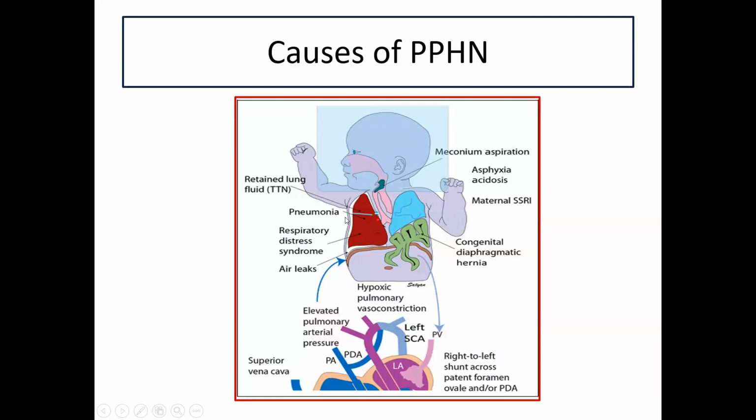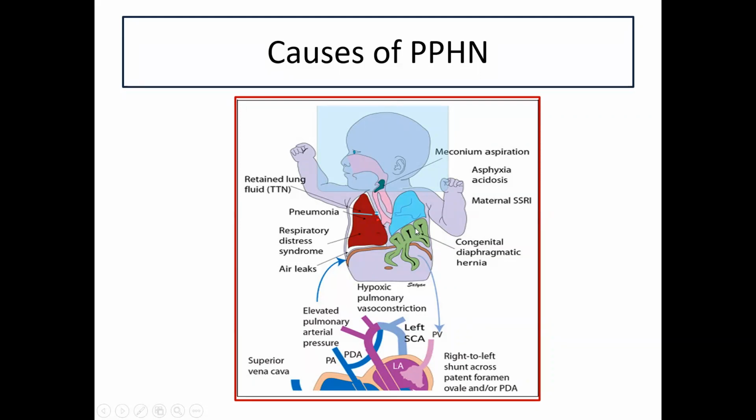So a newborn who may have any of these parenchymal conditions, either increased retained lung fluid or transient tachypnea, pneumonia, respiratory distress syndrome in preterm, which is the commonest cause for PPHN, meconium aspiration syndrome, or the presence of large pulmonary air leaks, can have impaired gas exchange, hypoxia, and acidosis, which can in turn trigger the cycle of pulmonary vasoconstriction and PPHN.